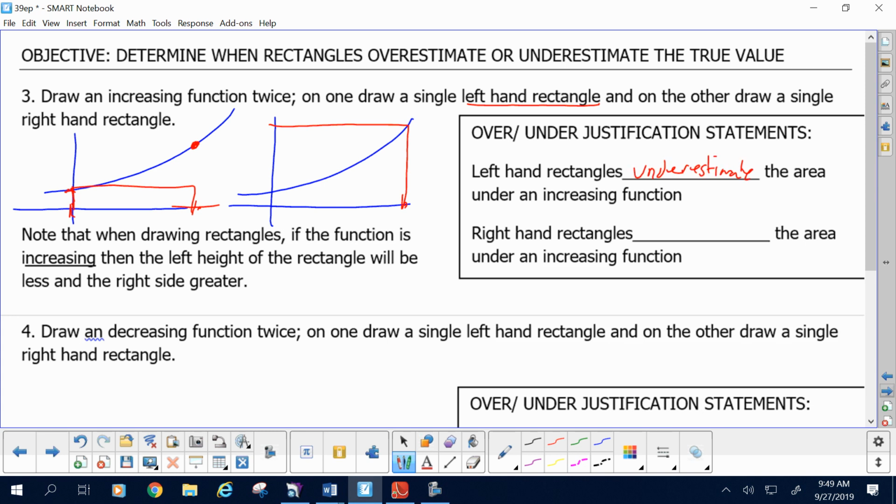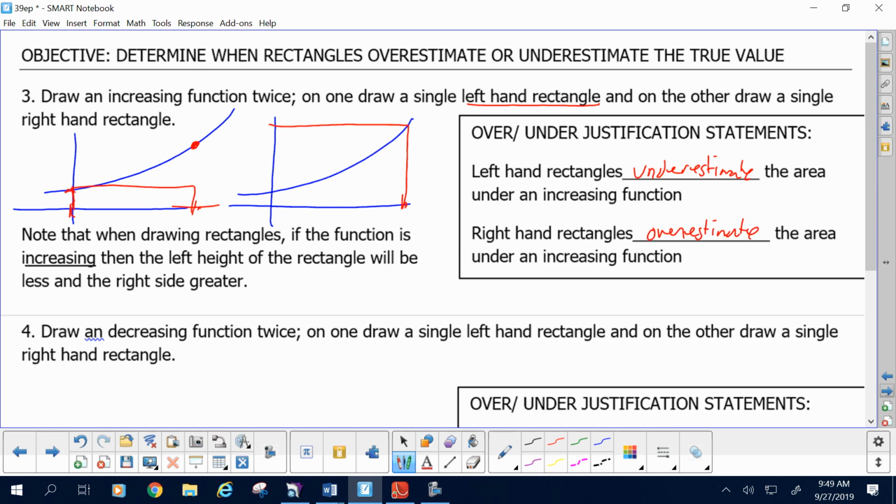When do they underestimate? Well, when the curve is increasing. If you use a left, now it's not just one or just the other. It's the combination of left hand and increasing together that makes for an underestimate. Follow? Likewise, it's the combination of right hand with increasing that makes for an overestimate.